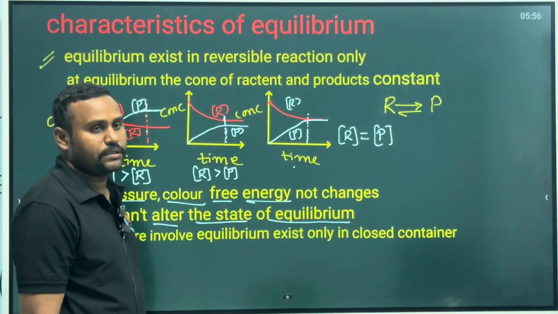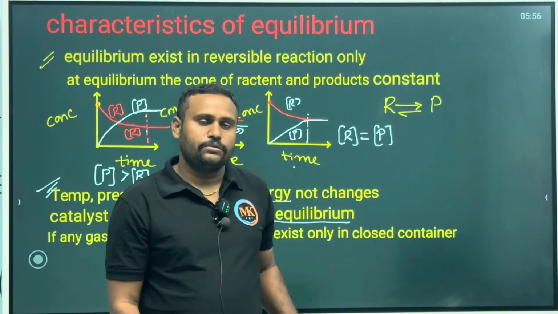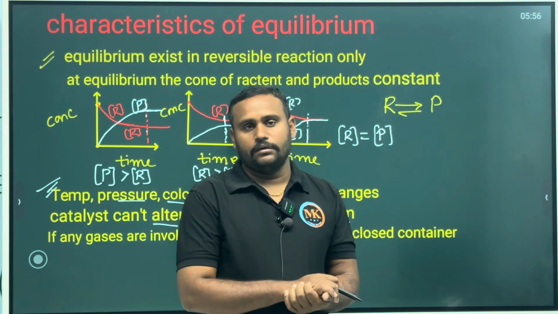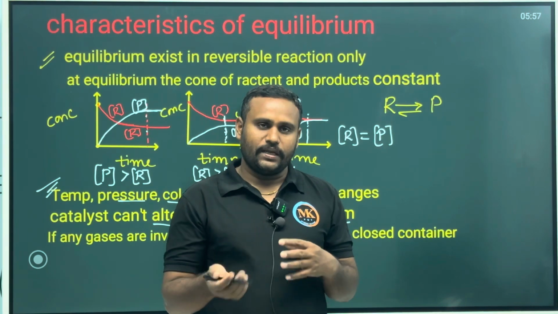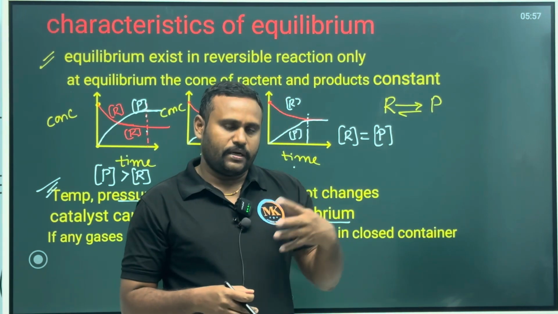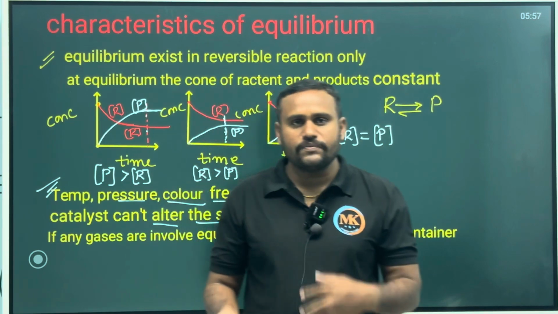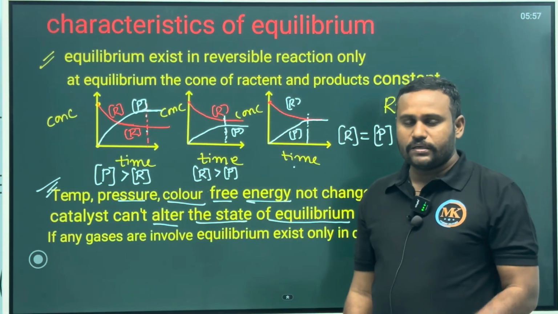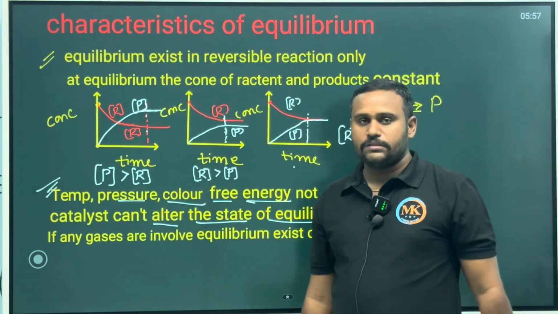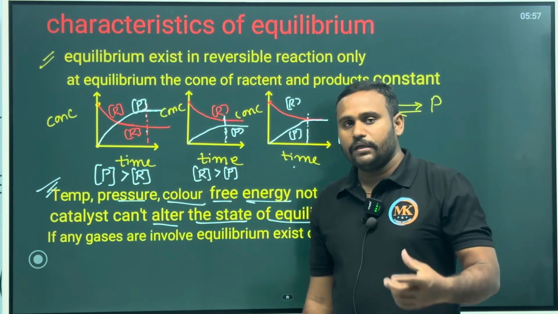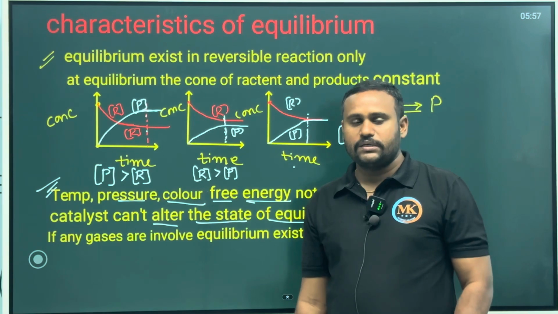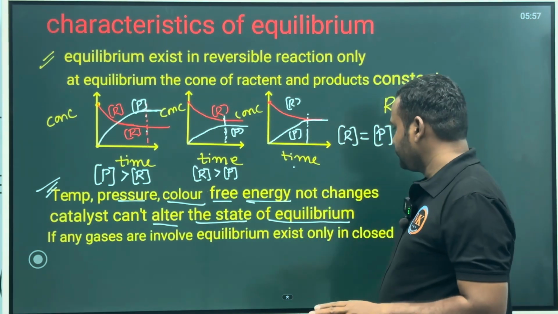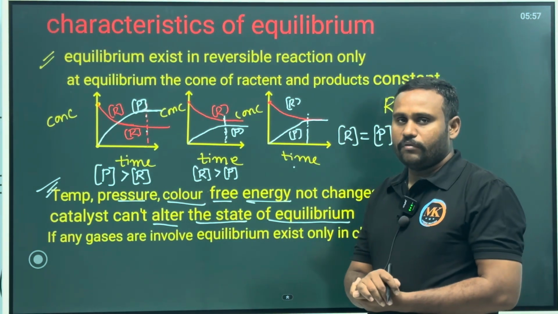So here, what is the catalyst? We know already, it increases the rate of reaction. Meaning, a catalyst can increase the rate of forward reaction as well as the rate of backward reaction equally. That's why a catalyst cannot alter the state of equilibrium.